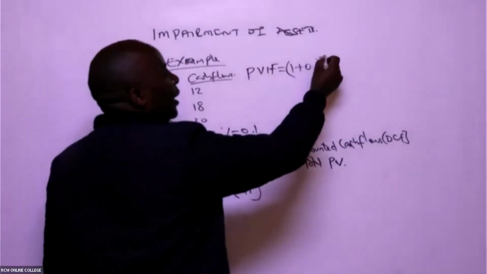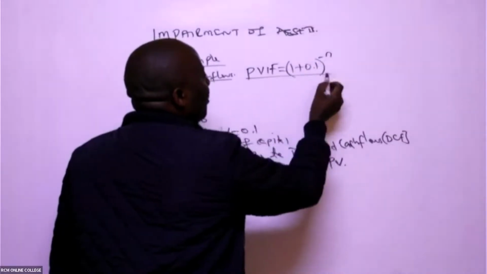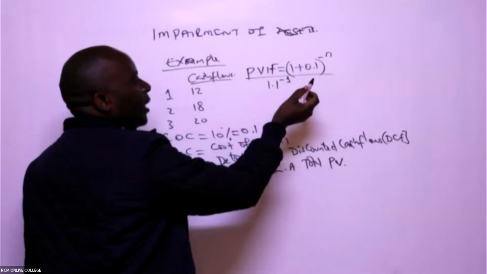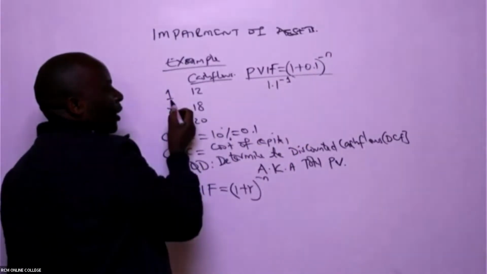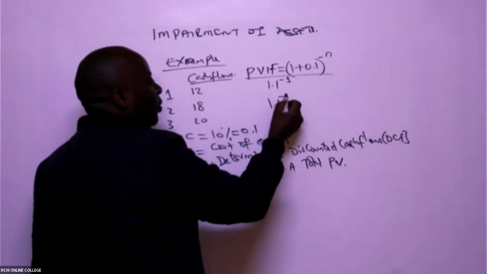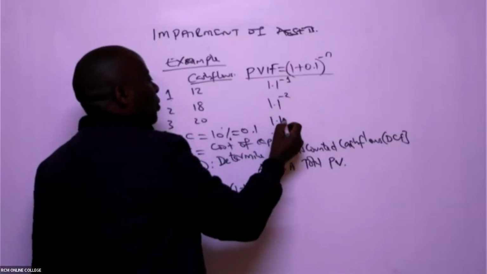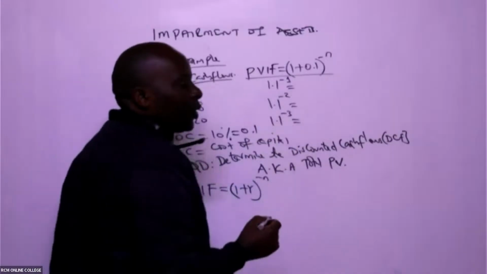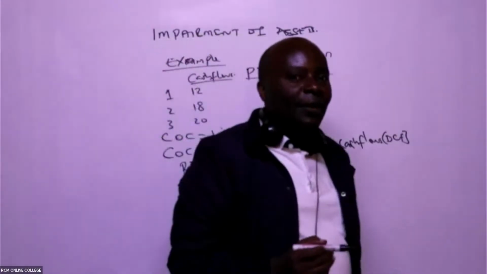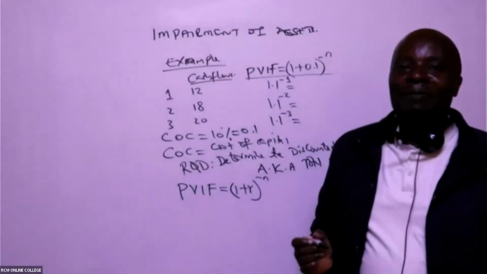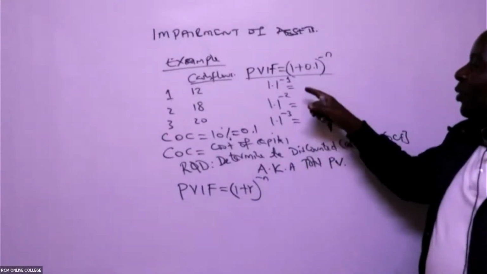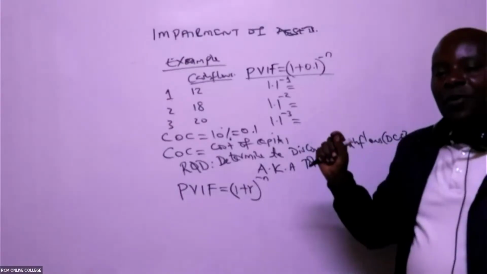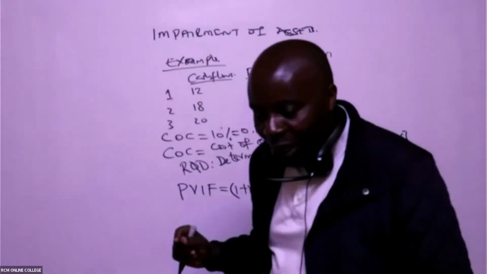Meaning that the first one here will be 1.1 raised to negative n. n is the year, the time period. So raised to negative 1. This will be 1.1 raised to negative 2. This will be 1.1 raised to negative 3. In ACCA, I've never seen them giving tables. At times they'll give you these discounting factors in the question, but in ACCA we must cram the formula.